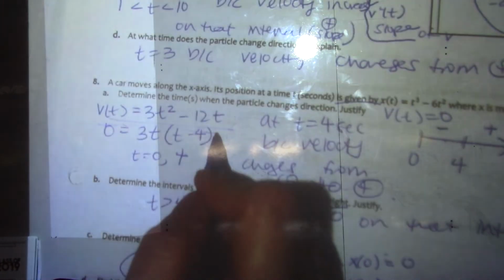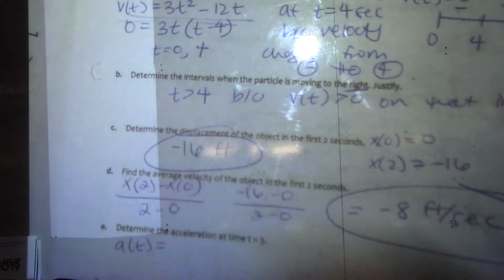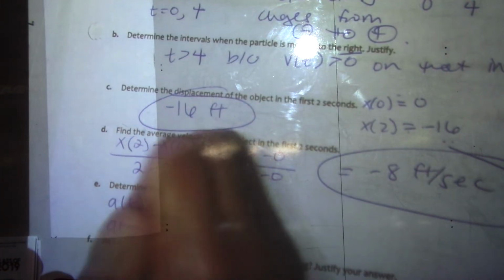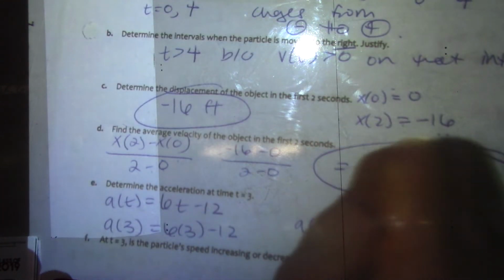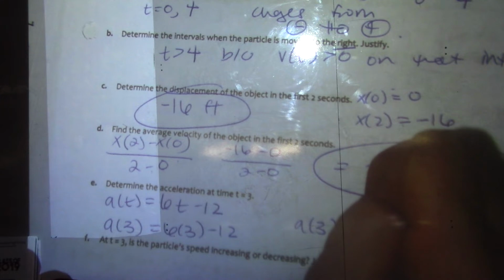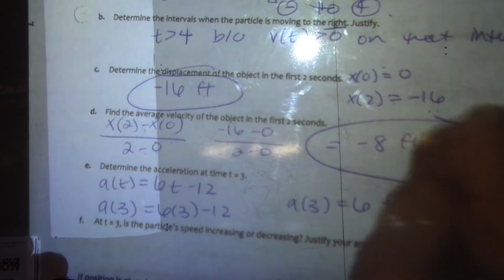Acceleration at t equals 3, so I already have velocity. To get the acceleration, I just take the derivative of the velocity, so a of t would be 6t minus 12. And then once you have that, plug in: a of 3 is 6 times 3 minus 12. 18 minus 12 tells me a of 3 is 6, in feet per second squared.